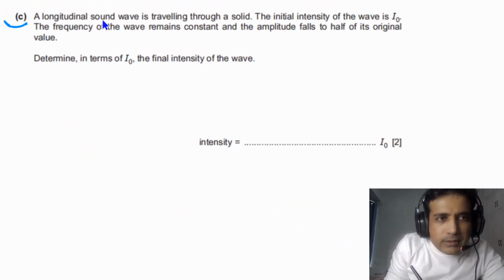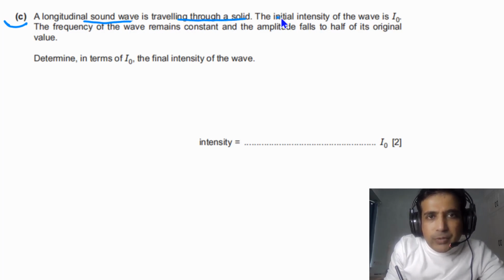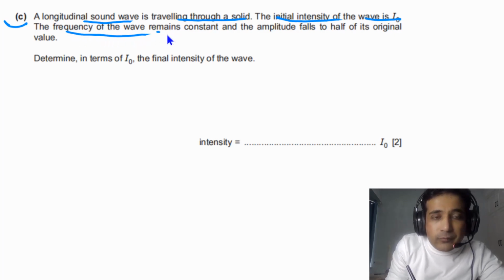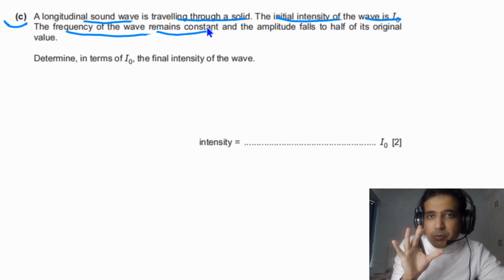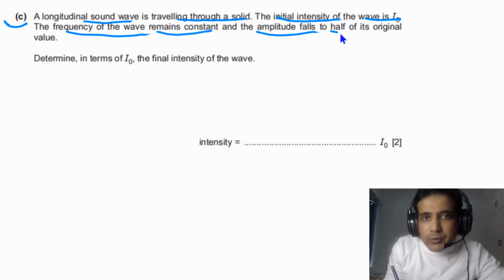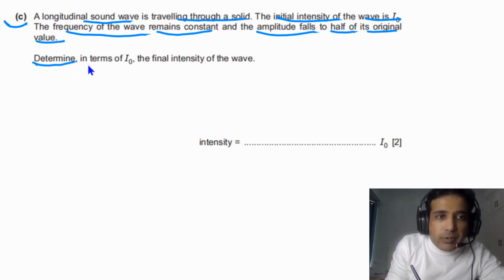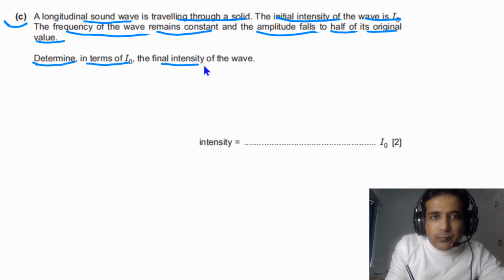For part C, it is given to us a longitudinal sound wave is traveling through a solid. The initial intensity of the wave is I0. The frequency of the wave remains constant. Very important one: frequency remains constant. And amplitude falls to half of its original value. We need to determine, in terms of I0, the final intensity of the wave.